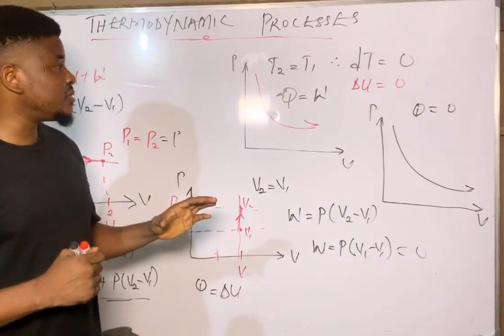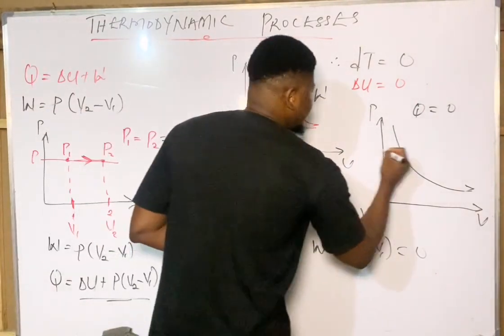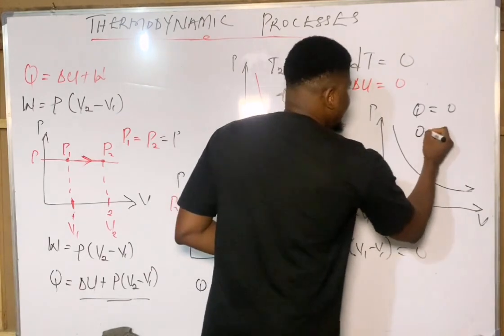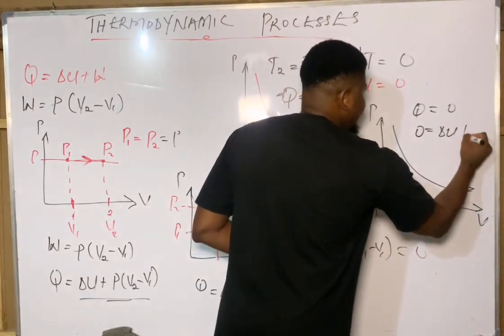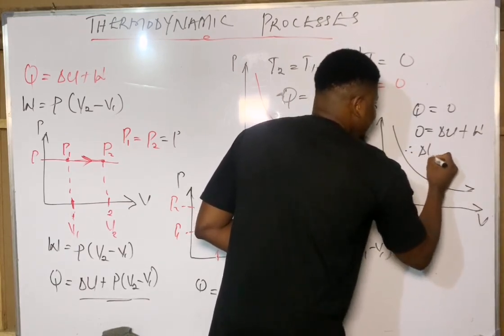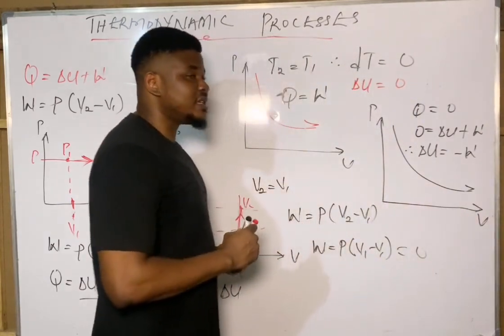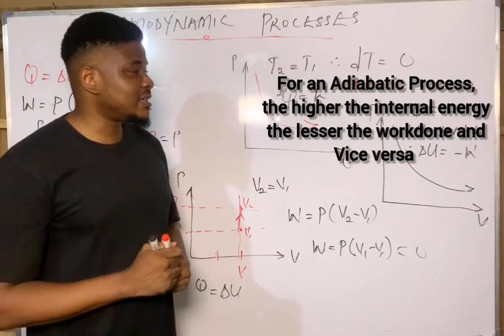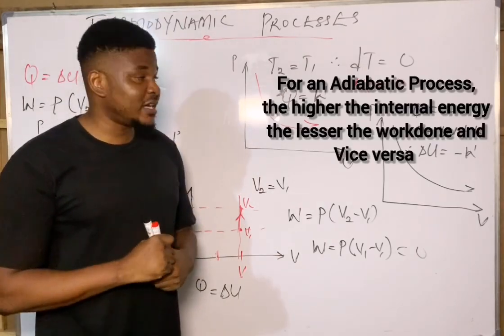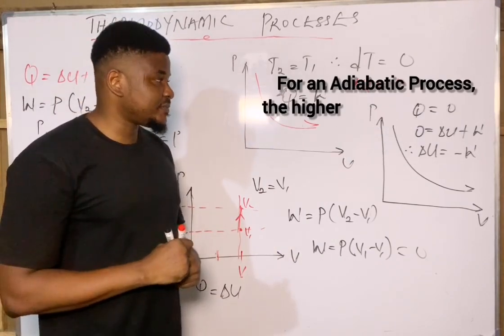And if it is 0, then that simply means that from the first law of thermodynamics, 0 is equal to change in U plus W. So you're going to have 0 equals ΔU plus W. And therefore, change in internal energy is going to be what? Negative work done. So this simply means that the higher the change in internal energy, the lower the work done, and vice versa.